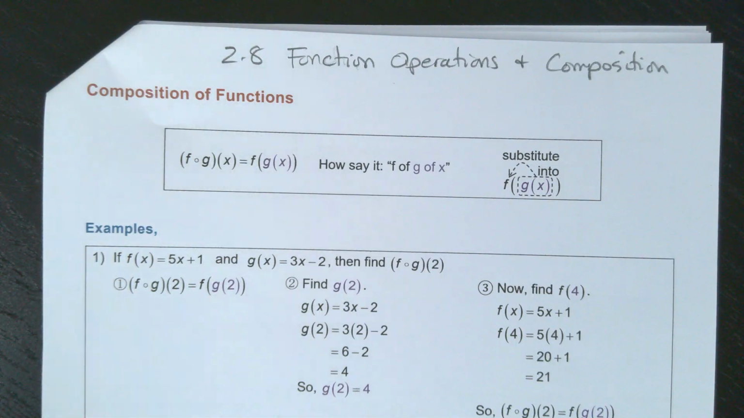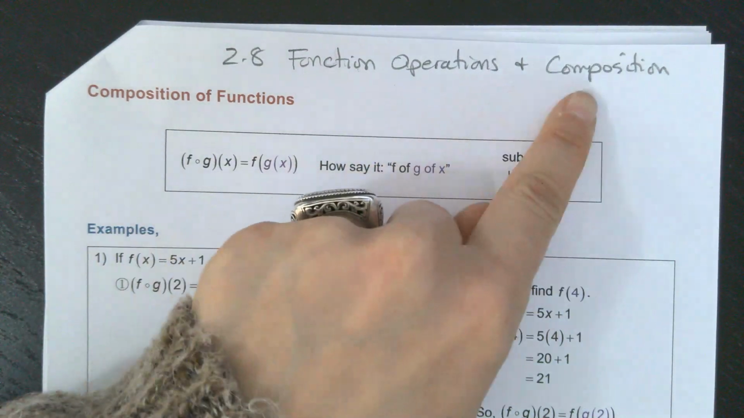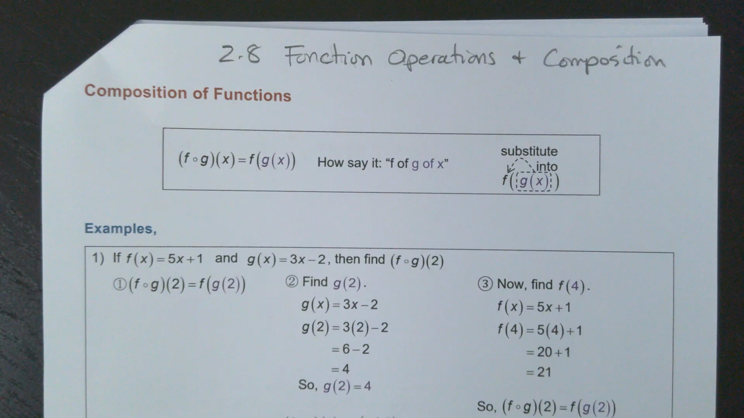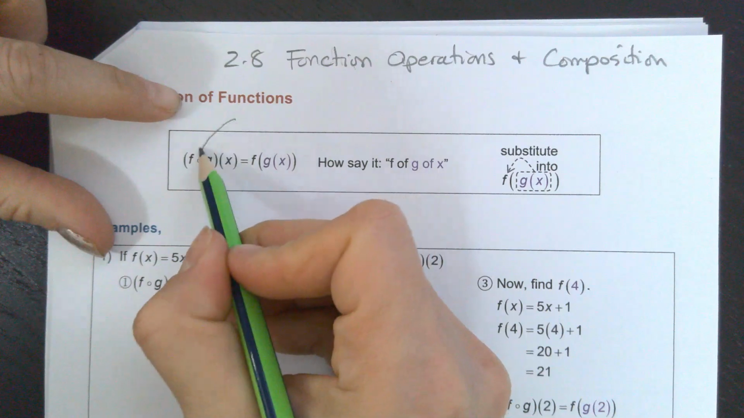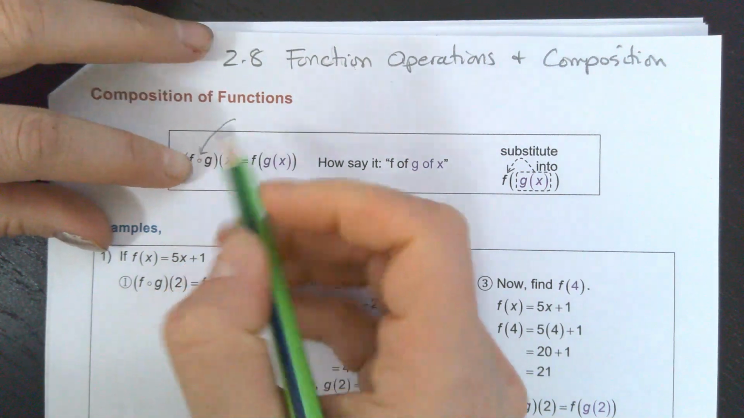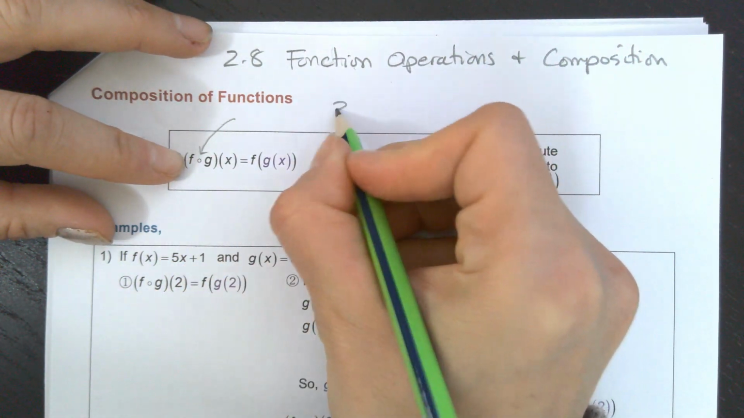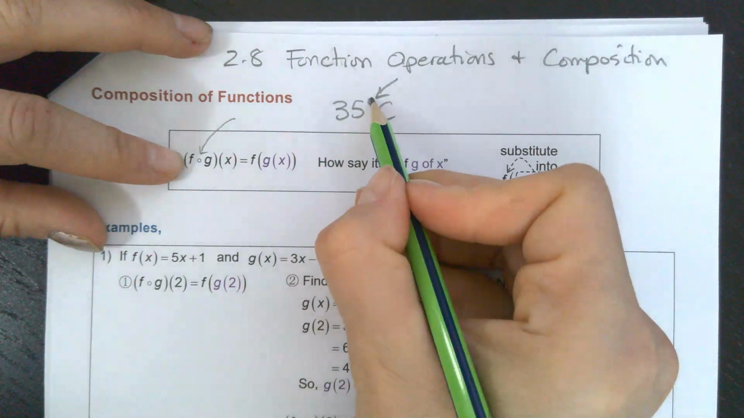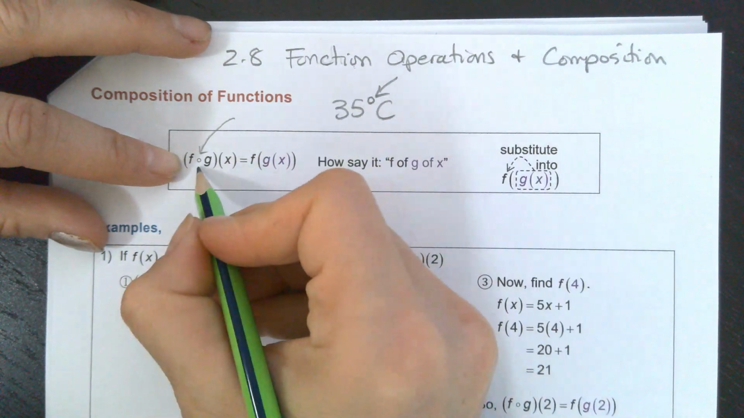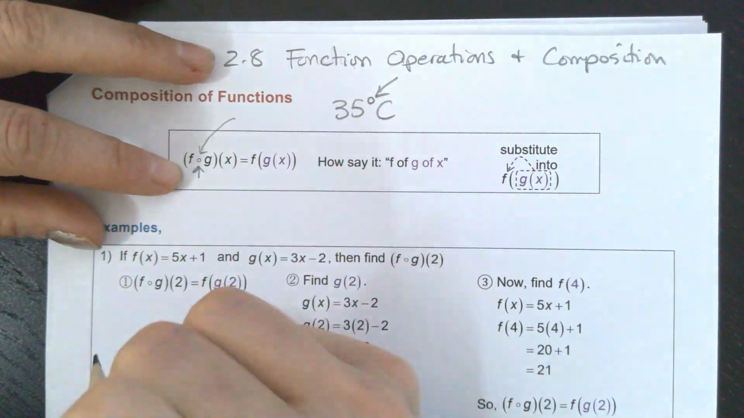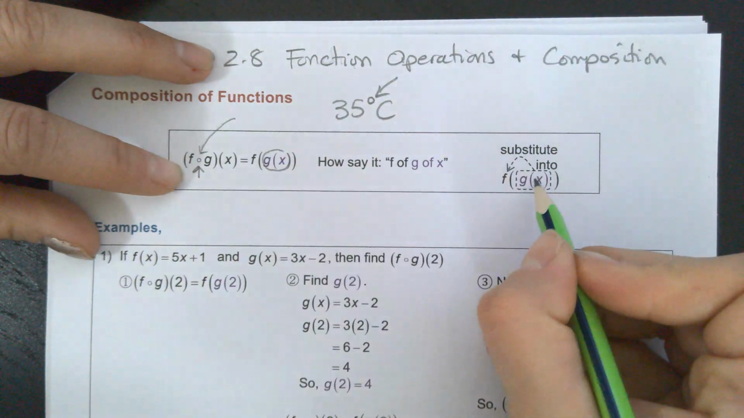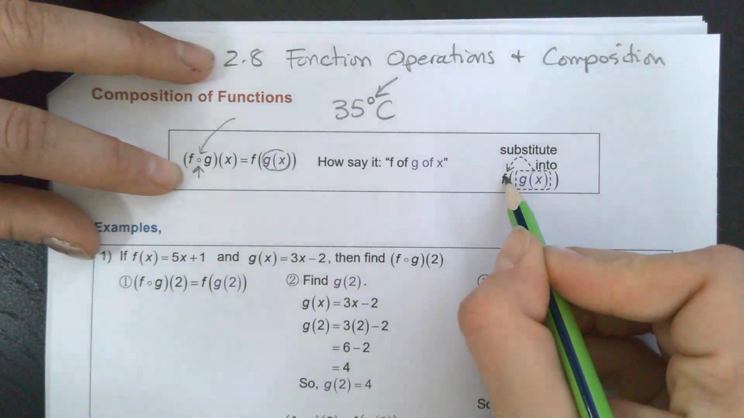Okay, so we're still in 2.8, function operations and composition. The next one is when we're actually going to put a function inside another function. You can see here that we have this little circle that's open. If I said, what's the temperature today? You might say, oh, it's 35 degrees Celsius. See how we write this little circle? It's not multiply, it's different. What we're trying to say is substitute g of x into f of x.